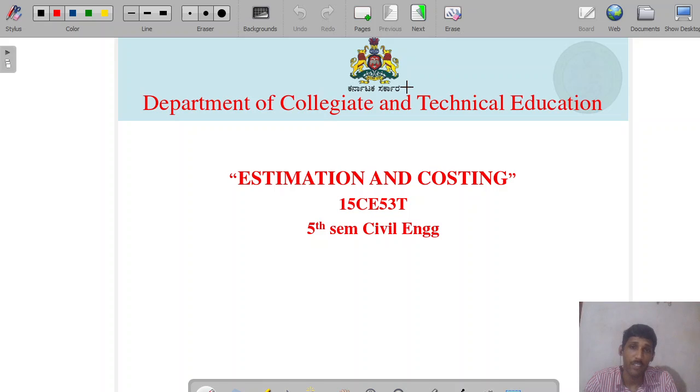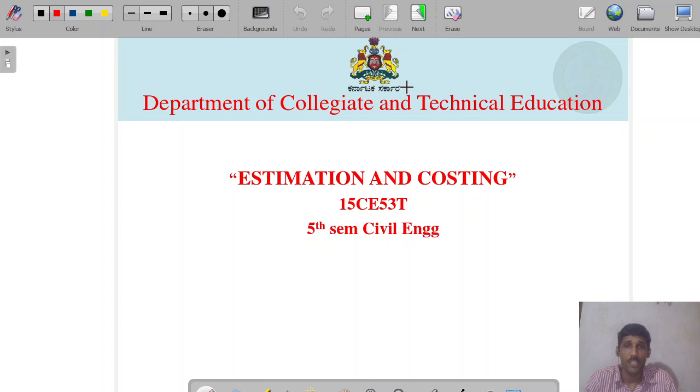Now, what are the types of estimates we discussed? Plinth area estimate, cube rate estimate, detailed estimate, preliminary estimate, supplementary estimate, revised estimate, and annual maintenance cost estimates. These are some of the types of estimates discussed in the previous classes. Also, an assignment was given to you, and I hope everyone answered all the multiple choice questions correctly.